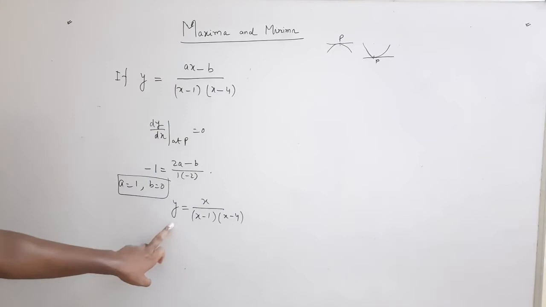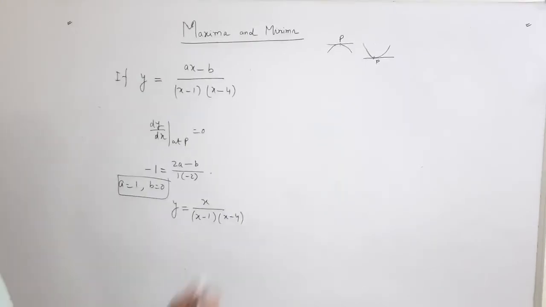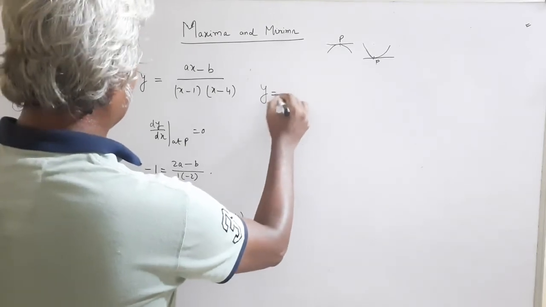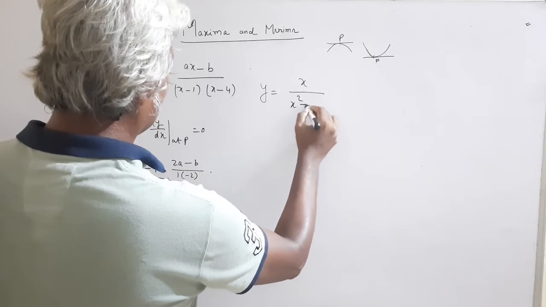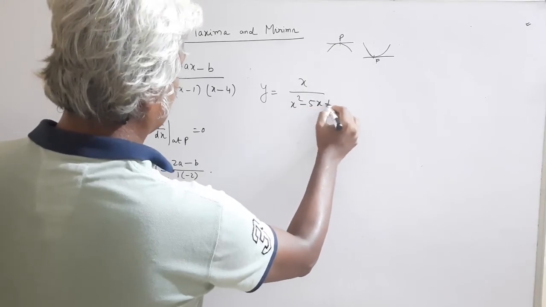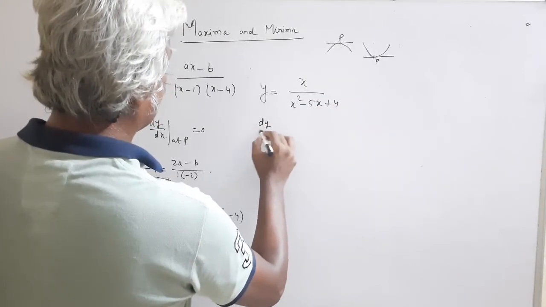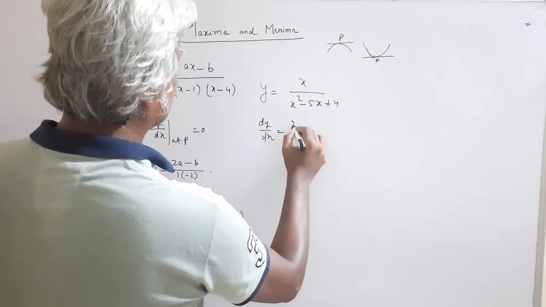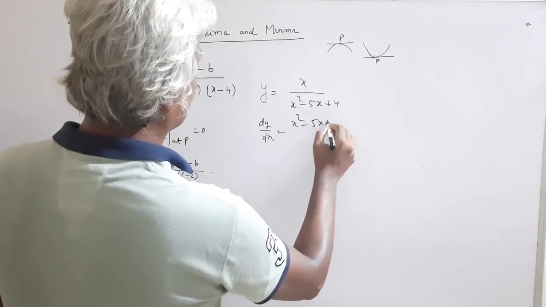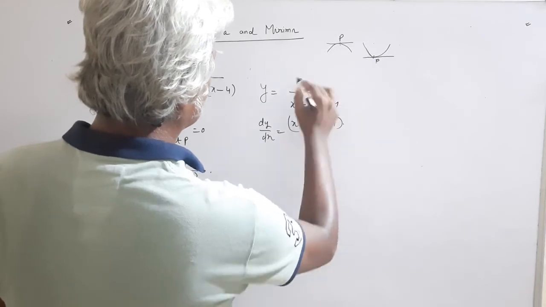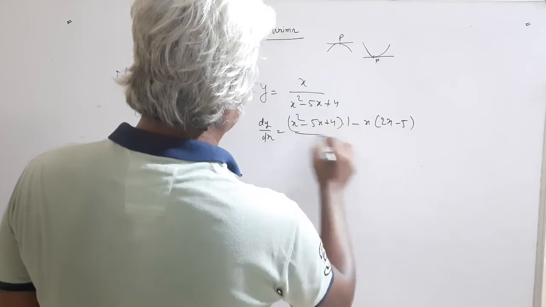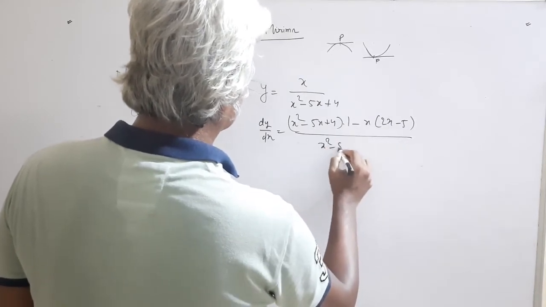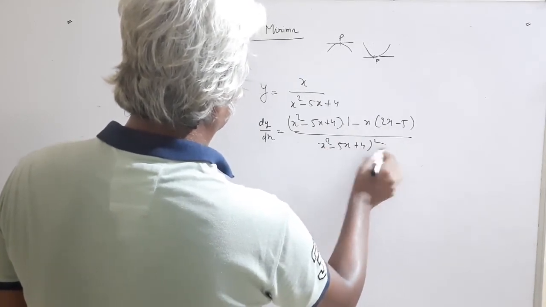So we now have y equals x upon, and this one I write as x square minus 5x plus 4. So again we have to find dy by dx, and this is x square minus 5x plus 4 as it is, differentiation of x is 1, then minus x times its derivative 2x minus 5, over x square minus 5x plus 4 whole square.